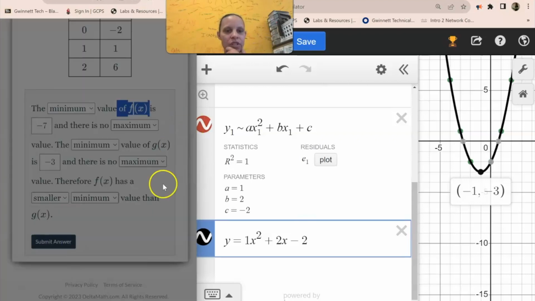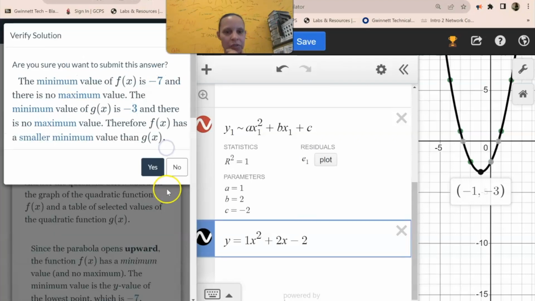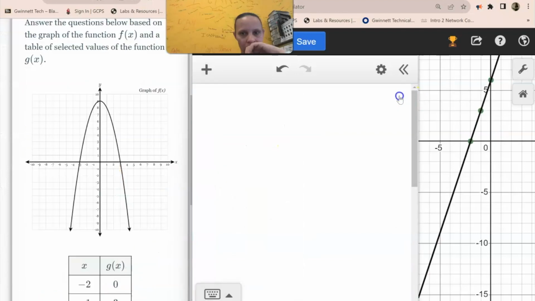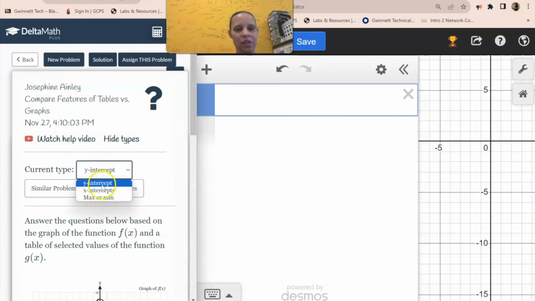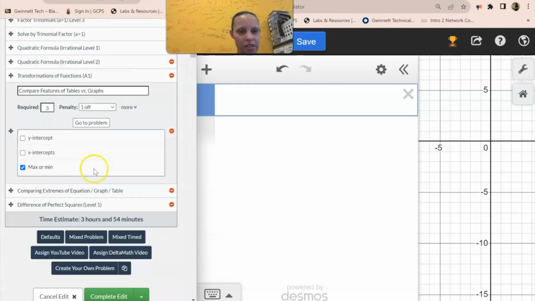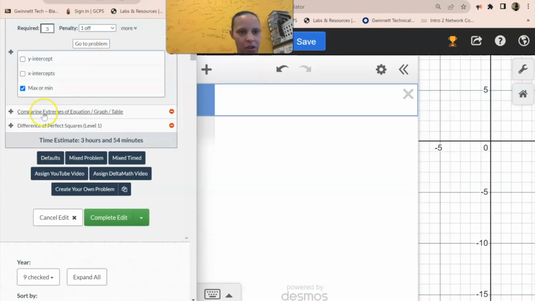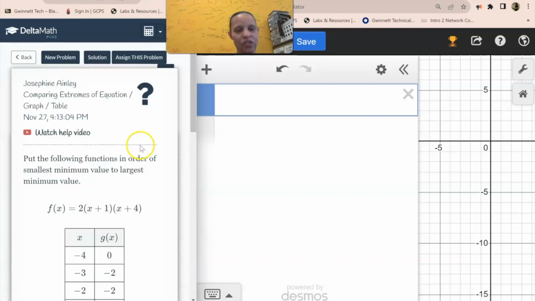All right, we're going to do another question. And this time, since the table is already there for me, I'm not going to erase this. All right, so going to another problem. I'm actually not giving you any of these, but you do the same thing. Put it in, look at the y-intercept, put it in, look at the x-intercept. But all I needed is actually a maximum and minimum. Comparing extremes of graphs, equations, and tables.